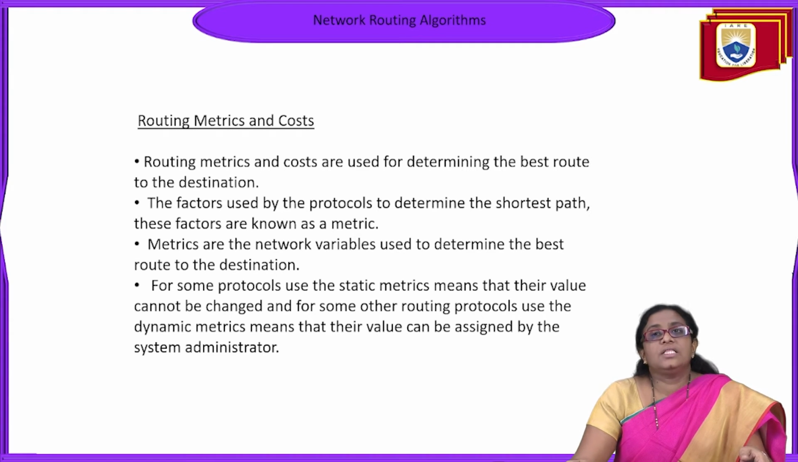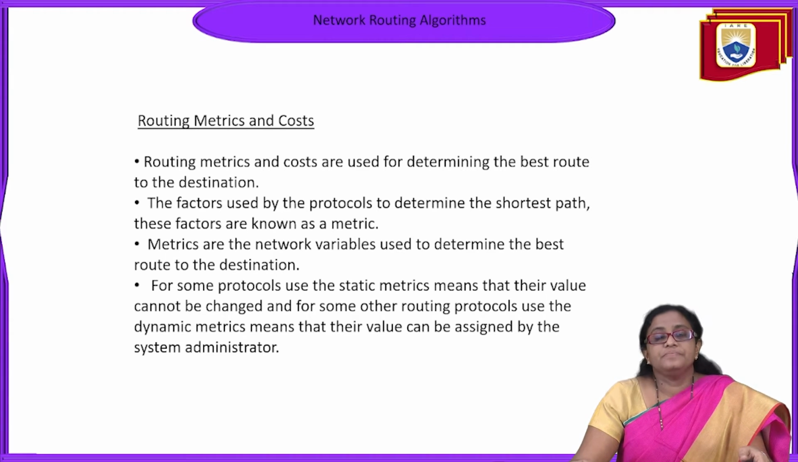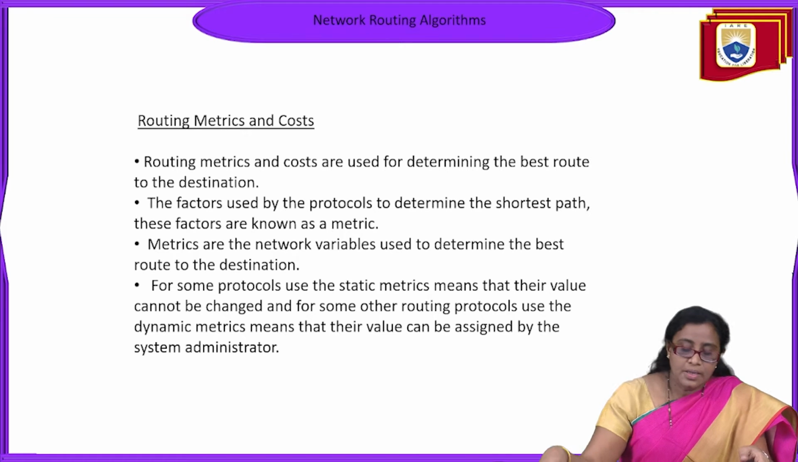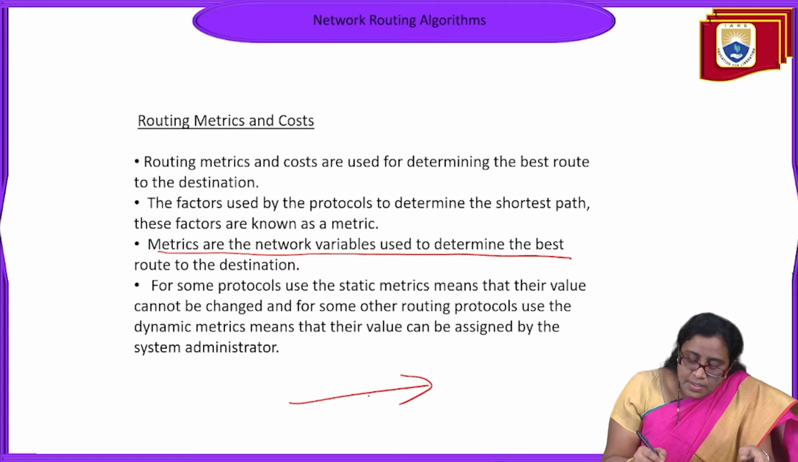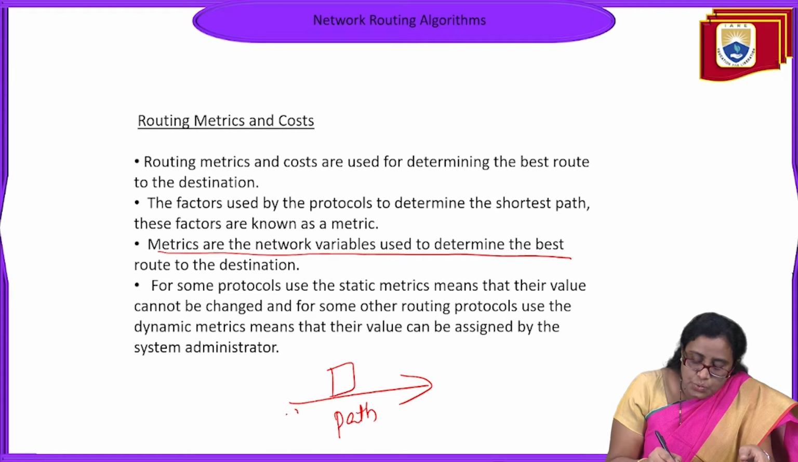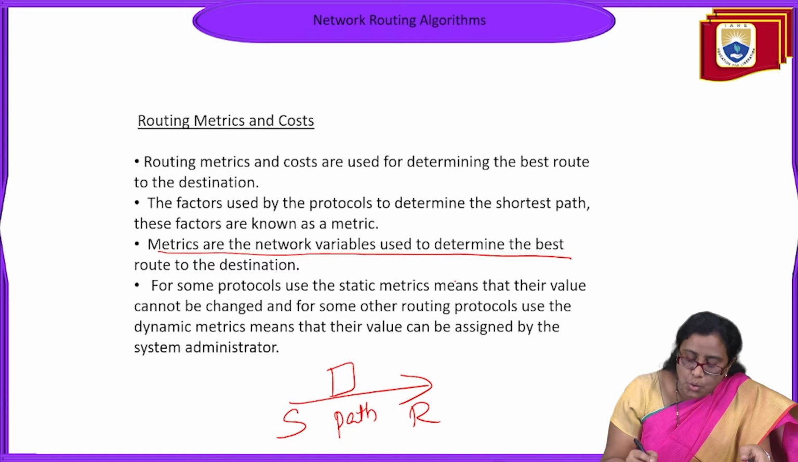And the second point, under the routing metrics and the cost, is the factors used by the protocols to determine the shortest path. These factors are known as a metric. So if you define it another way, metrics are the network variables used to determine the best route to the destination. Suppose it is one of the paths a packet can transmit from one sender to another receiver. Metrics are the network variables used to determine the best route.